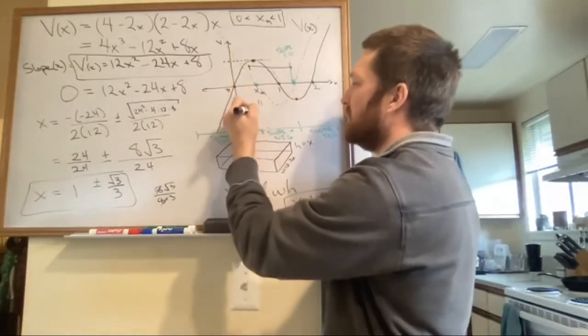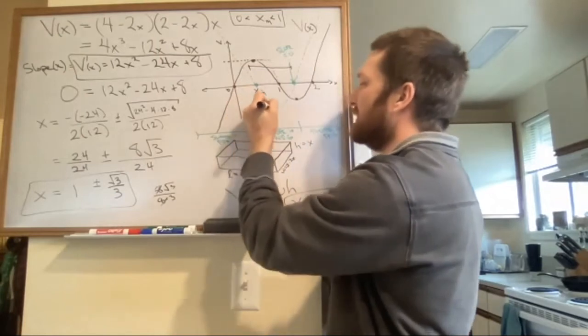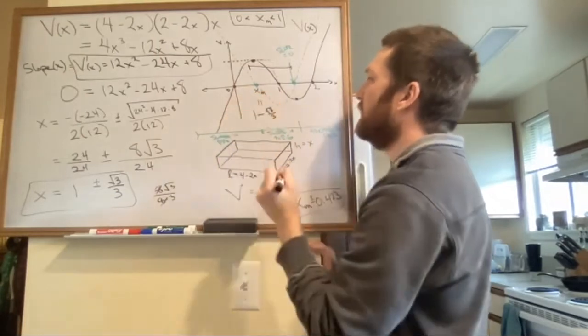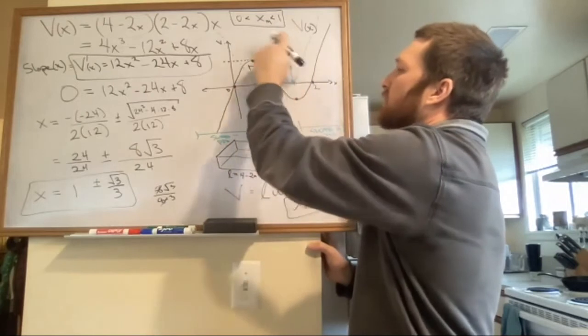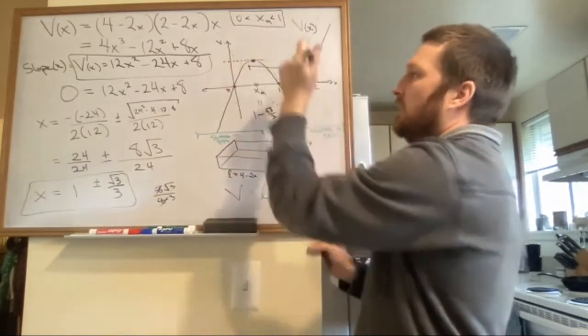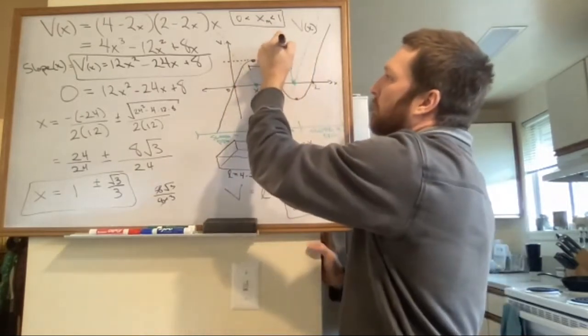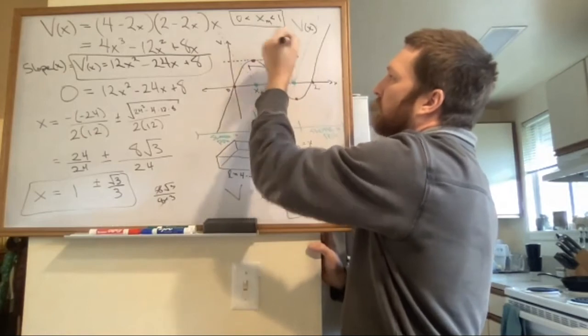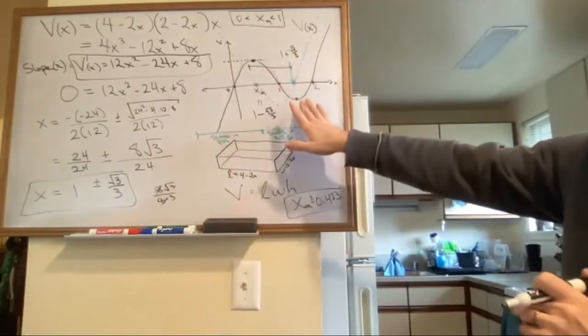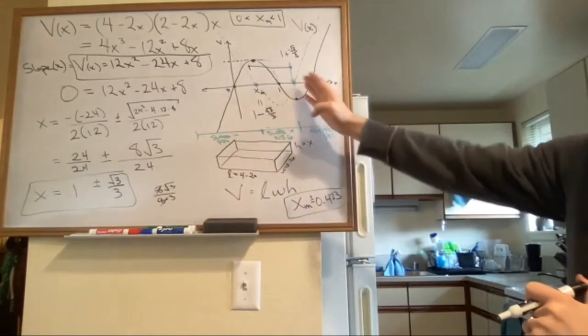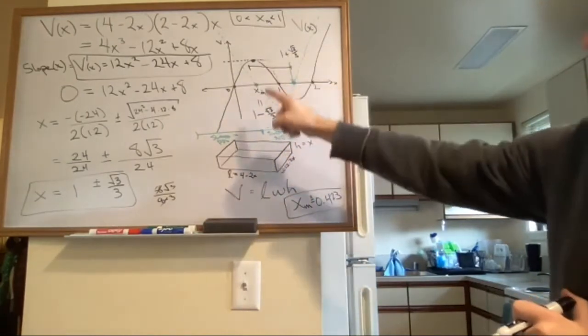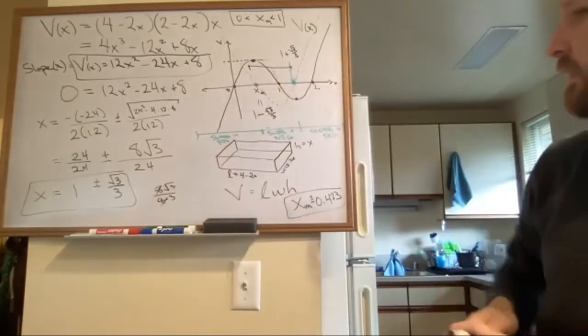X max is equal to 1 minus square root of 3 over 3. This one right here, the min, is equal to 1 plus square root of 3 over 3. But of course, we know from our original problem that's outside the bounds. That doesn't make any sense. We're looking for that guy right there.